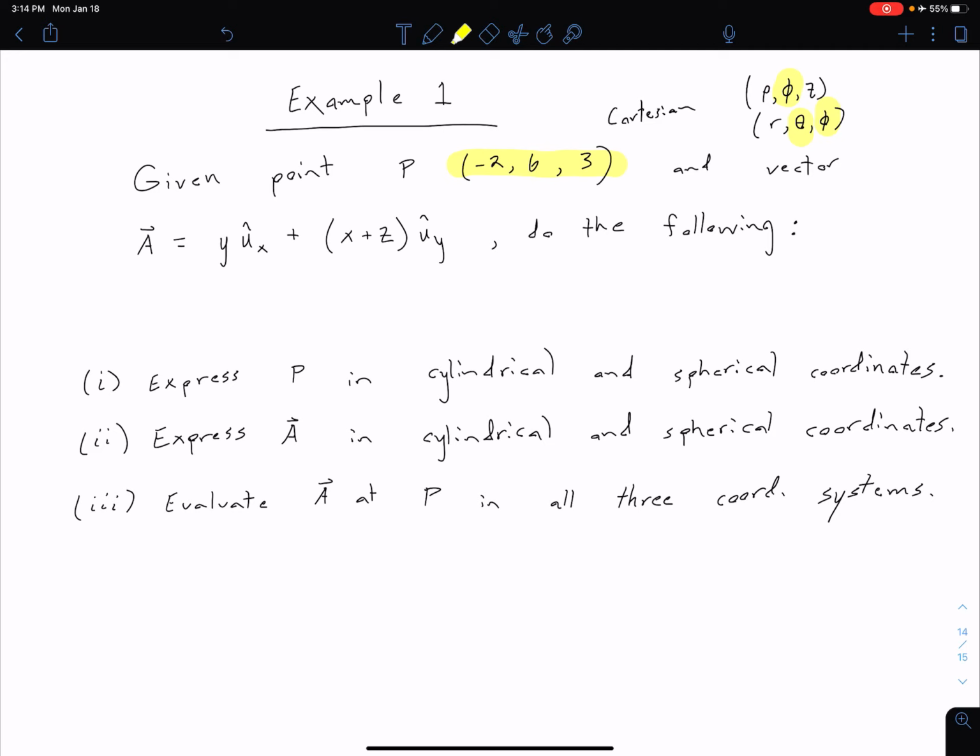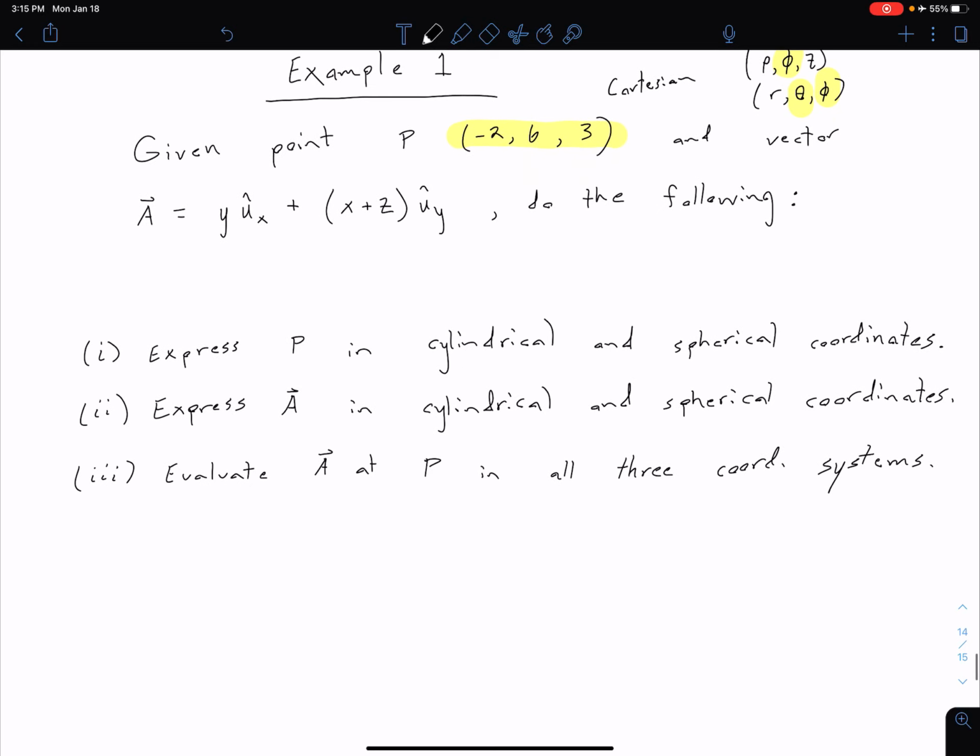Now with our vector A, in previous examples in our first unit, we were dealing with uniform fields, and that meant that we had constant values being multiplied by our unit vectors. But now we have these variables, so we have some spatial dependence on our vector field here. So things are getting a little bit more complicated. Okay, so just a couple things to point out about our problem statement. Now let's get into the first part of our problem.